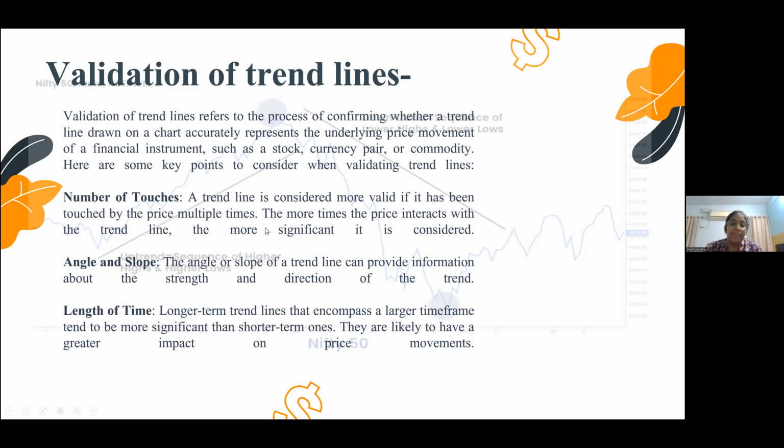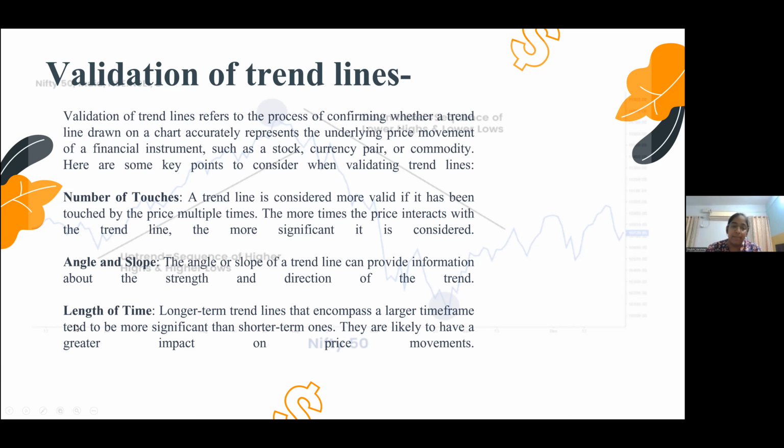For example, if I perform the same maths problem by two methods, there are some quick answer checkpoints from which I can check that yes, till this point my answer was correct, as it is coming the same from both methods. Same is the case with number of touches. Then comes angle and slope. The angle and slope of the trend line can provide information about the strength and direction of the trend. If the slope is in a positive direction, it indicates an uptrend. If the slope is in a negative direction, it indicates a downtrend.